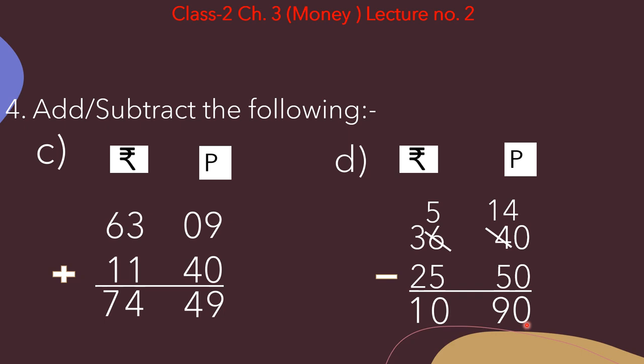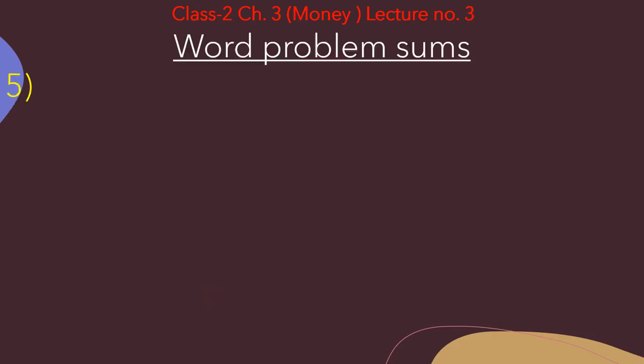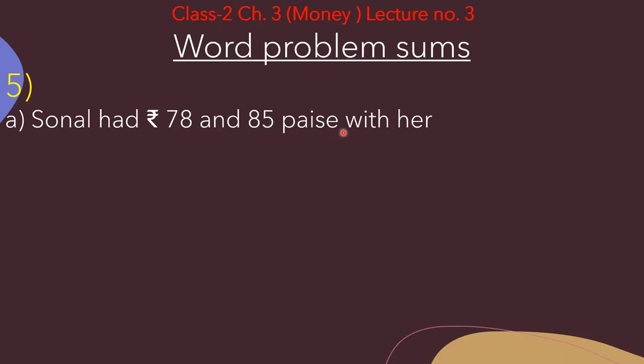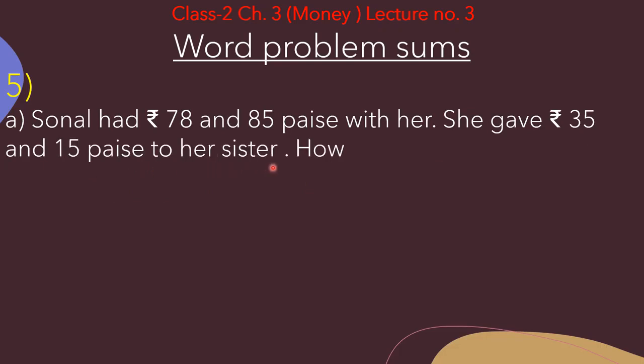So always remember that whenever you want to solve addition or subtraction sums, first you have to see the sign and after that you have to solve them. Okay. Now beta, question number 5, word problem sums. So here in A part, it is given Sonal had rupees 78 and 85 paise with her. Okay. She gave rupees 35 and 15 paise to her sister. How much money is left with her?